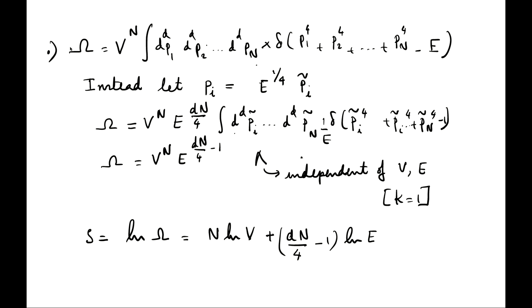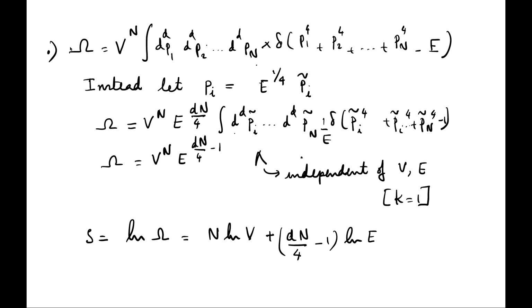The delta function changes. Instead of p1 square, now I have p1 to the power 4, p to the power 4, pn to the power 4. If I do the substitution, pi is e to the power 1 by 4 p tilde, that allows me to pull out the e, but instead of dn by 2, I get dn by 4. That's the only difference that comes. The remaining things, there is some other constant that comes, we don't care about that. So now your omega has become v to the power n, e to the power dn by 4 instead of dn by 2. So if it had been 6, I would have got 6 here. Okay. So I can do the problem for any dependence of E on P.